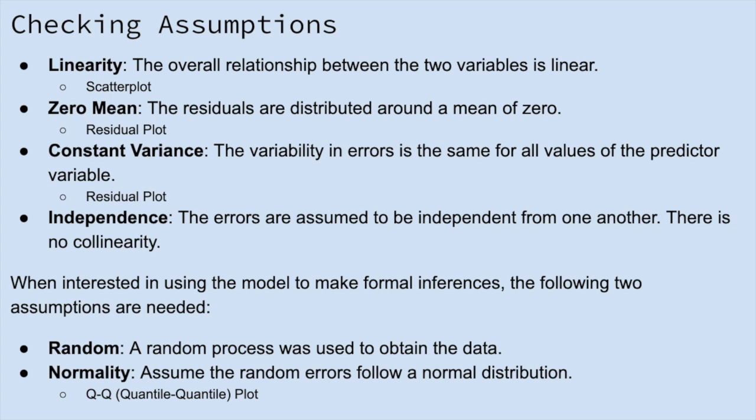These are the 4 assumptions that must be met. But if we are interested in using the model to make formal inferences, the following two assumptions are also needed. First, we must assume that a random process was used to obtain the data, and second, we must assume the random errors follow a normal distribution. This can be checked using a normal quantile-quantile plot, or more commonly known as the QQ plot.